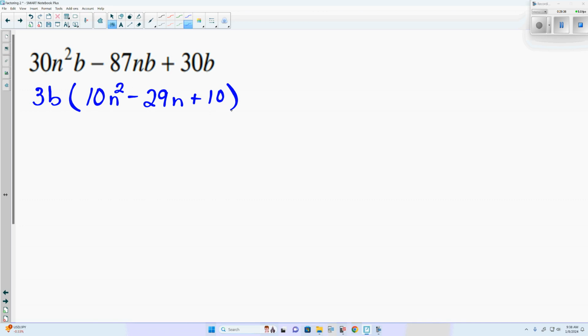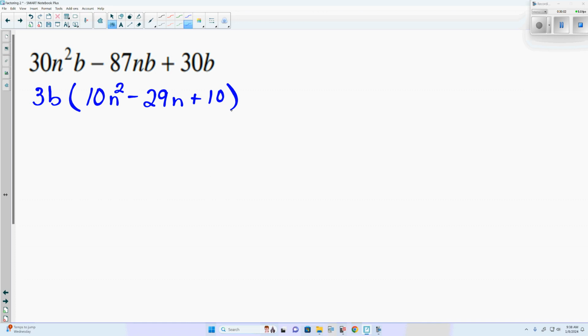Now again, if we want to look back and see between 10, 29, and 10, if there's another greatest common factor, we could go from there. Well, the only factors of our two 10s are 1, 2, 5, and 10, and 29 is not divisible by 2, 5, or 10. It is divisible by 1, but that doesn't do anything helpful anyways.